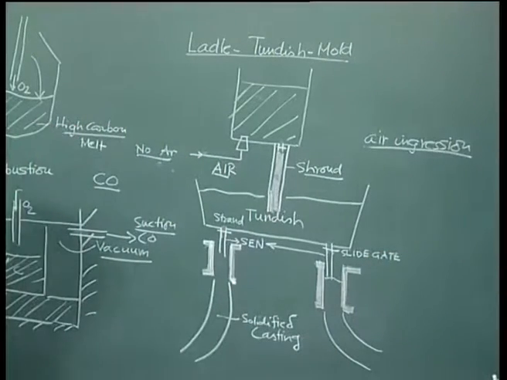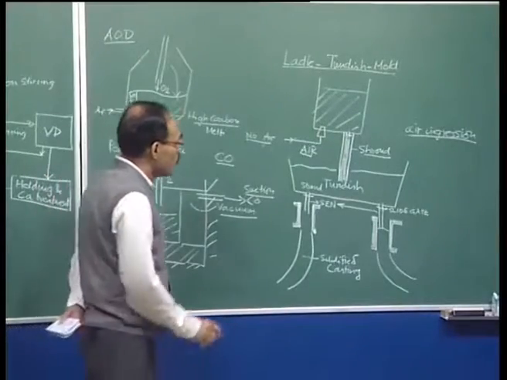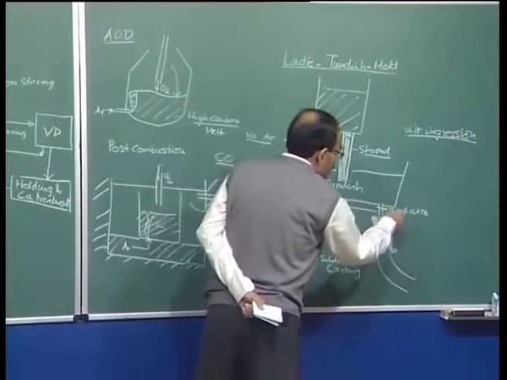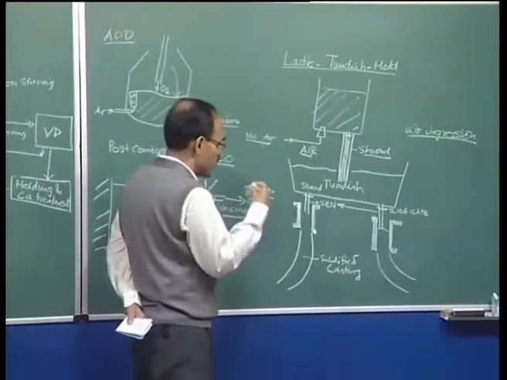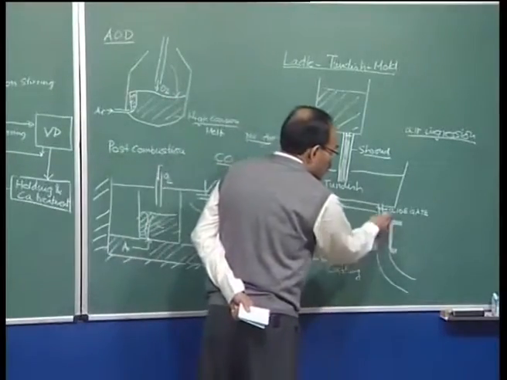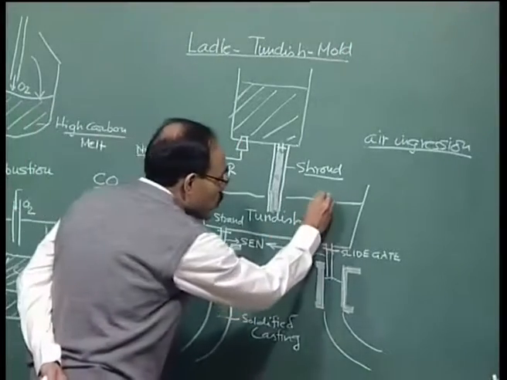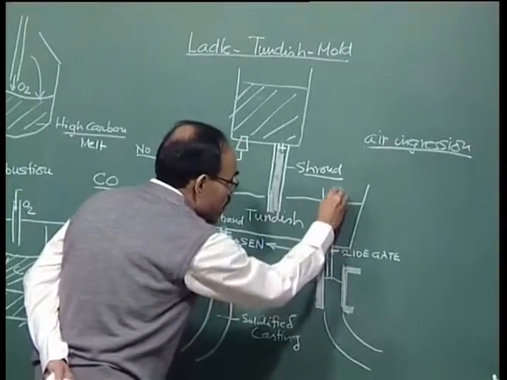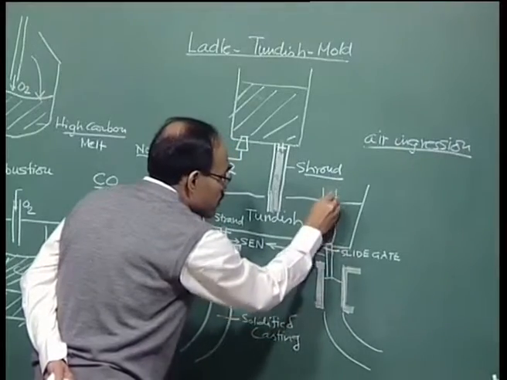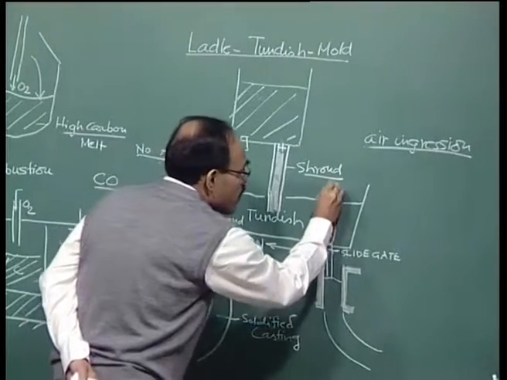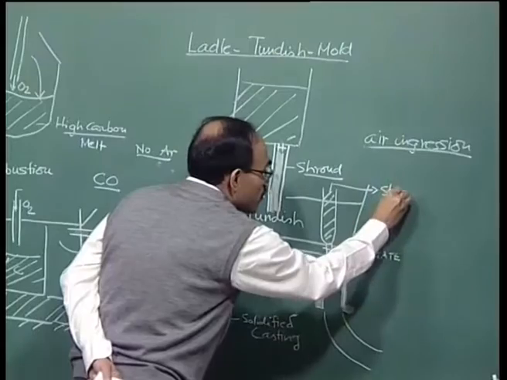In many tundishes, you may have visited steel plants, it is not necessary that all steel plants will have slide gates, but modern technology necessitates that good quality steel can be made with slide gate arrangements. But there is another arrangement also, which is called a stopper rod arrangement. This is the stopper rod. This also does the flow regulation.